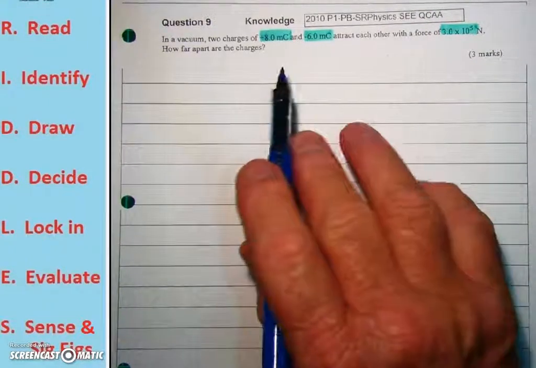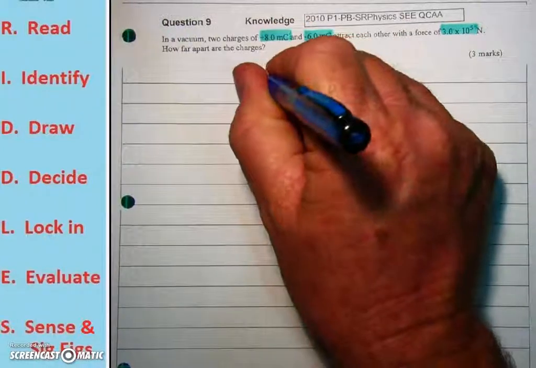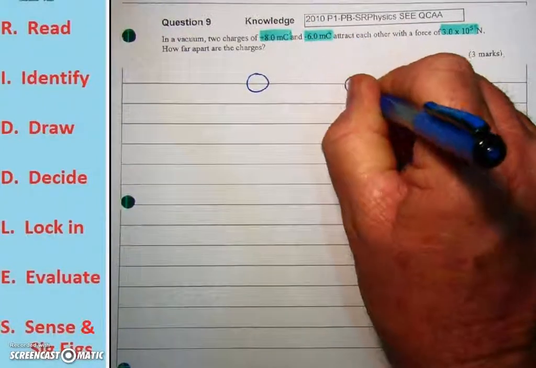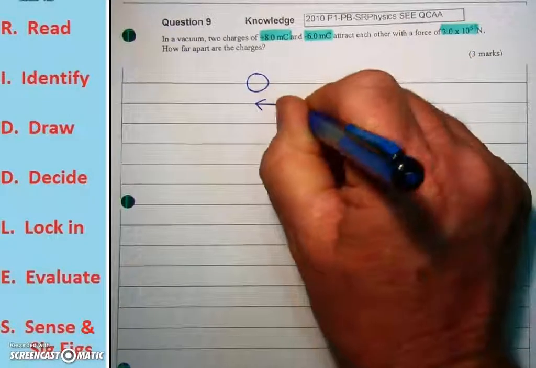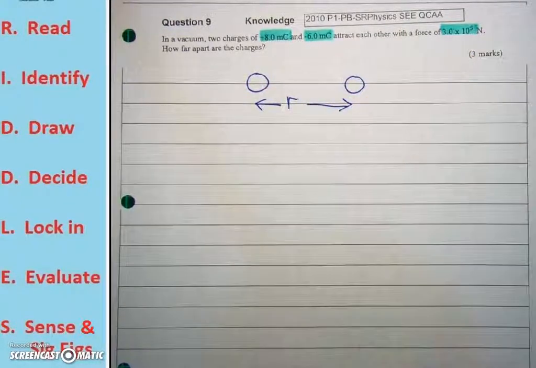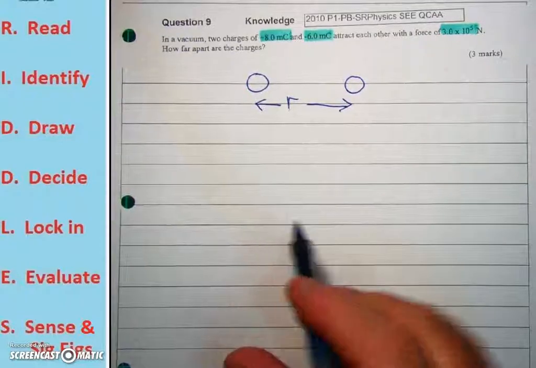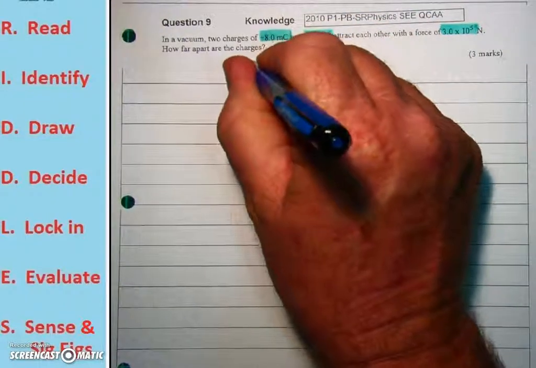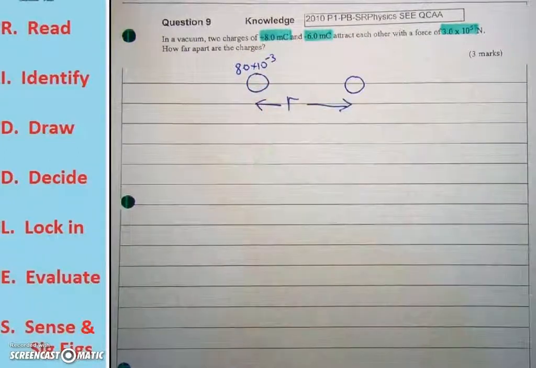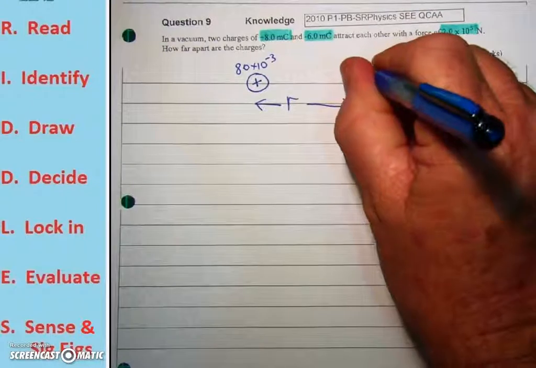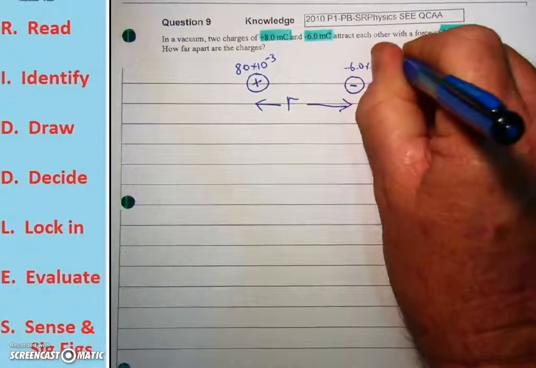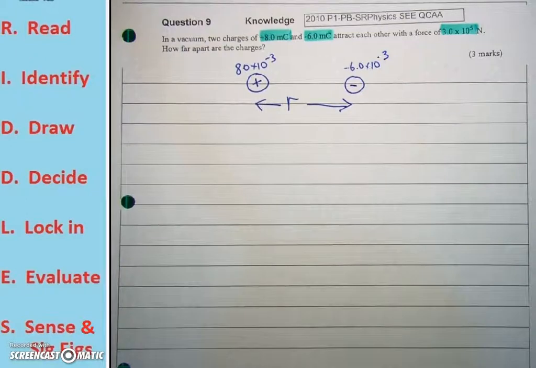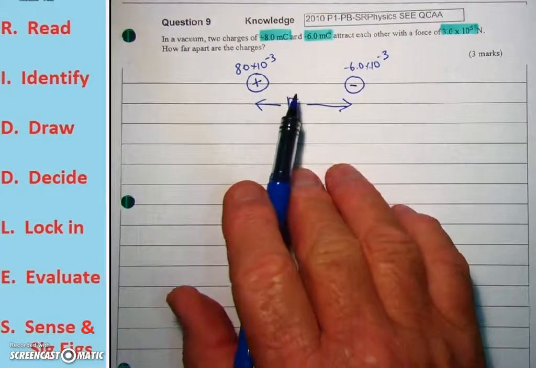So we've read, we've identified, let's draw. So we have charge 1, we have charge 2. We want to know their separation R. Let's do the charges. 8 by 10 to the -3, that's what milli means, and that's a positive charge. This is a negative charge, -6 millicoulomb, -6 by 10 to the -3. So we've read, we've identified, we've drawn.